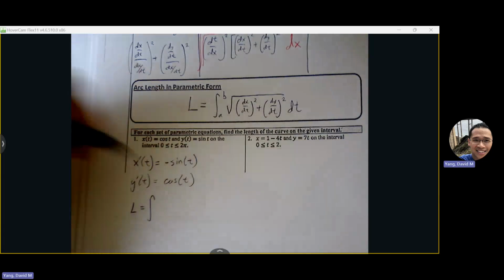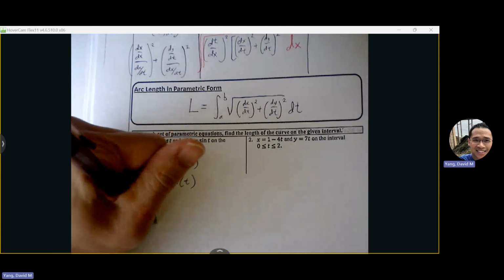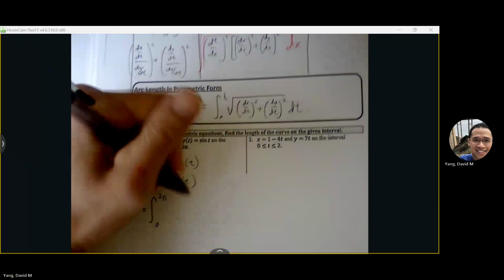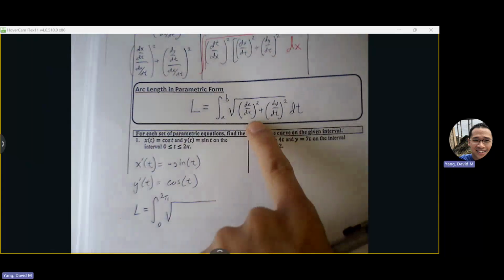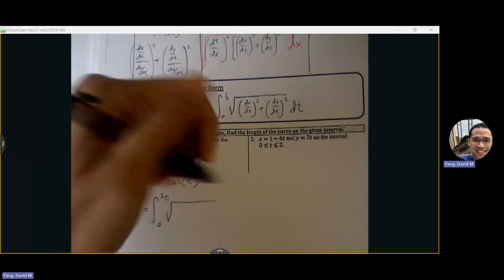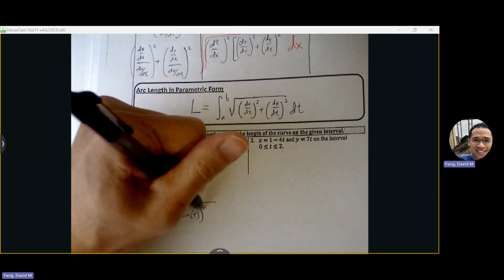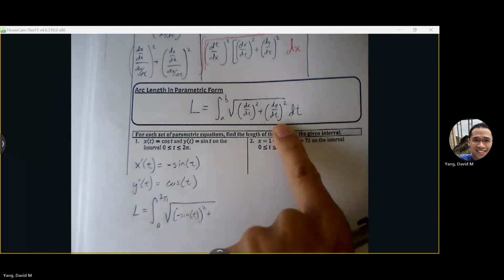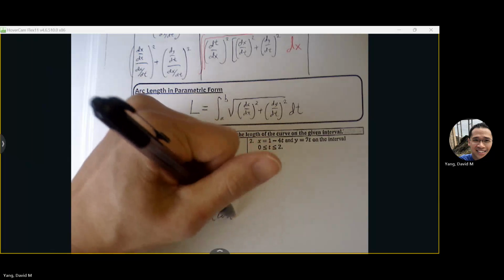Put it into my arc length formula, integral from 0 to 2 pi. dx/dt squared, so that's negative sine of t squared. dy/dt, that's my y prime, cosine t squared.